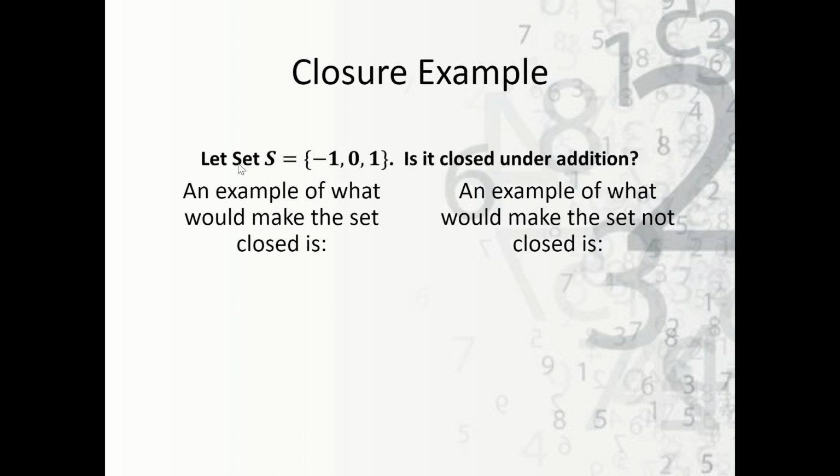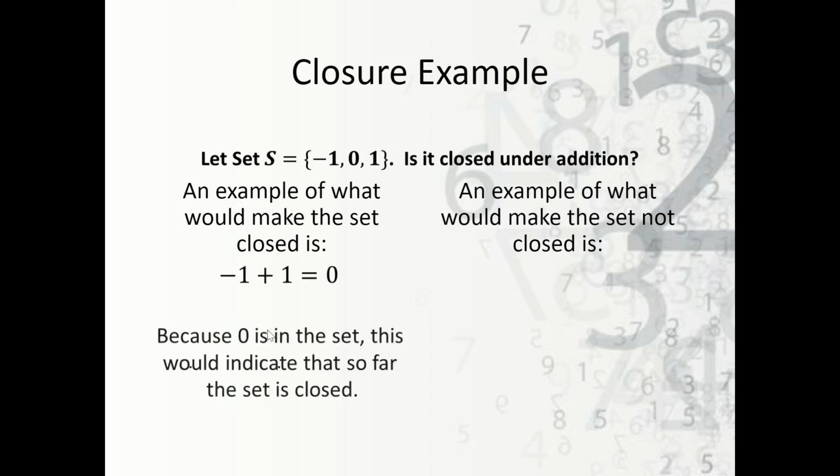So here's an example. We have the set of -1, 0, and 1, and want to know, is it closed under addition? So what that means is I'm going to take each of these elements, like -1 and 1, and when I add them together, I get 0, which is in the set. So that means that the set might be closed. If for some reason, though, I end up adding two numbers together and the result is outside the set, so let's say I add something together and I get 6. Well, 6 is not in the set, so therefore it is not closed. So an example of what would make the set closed would be -1 plus 1 equals 0. Because 0 is in the set, it looks like it might be closed.